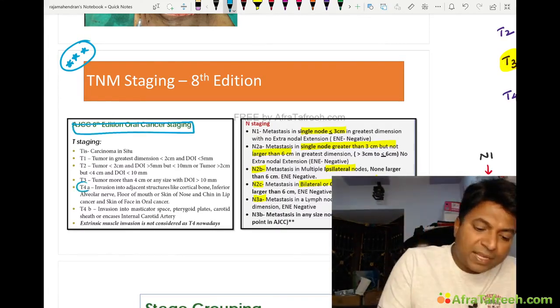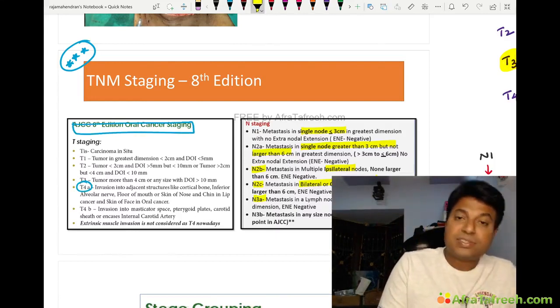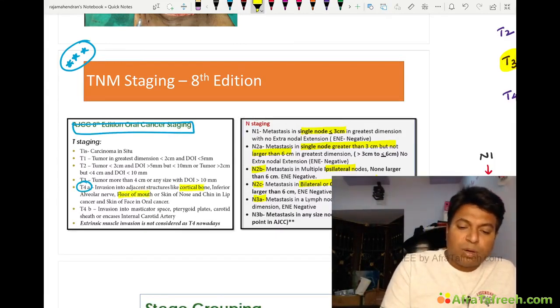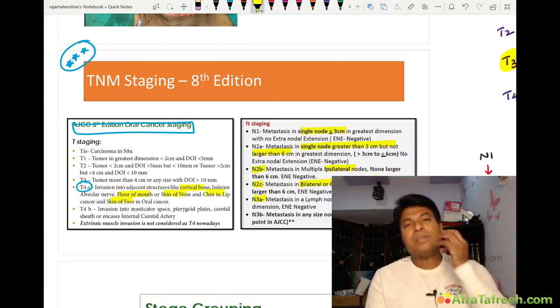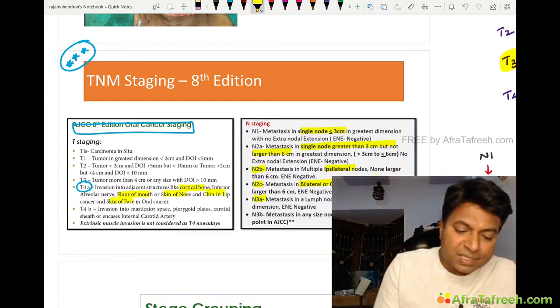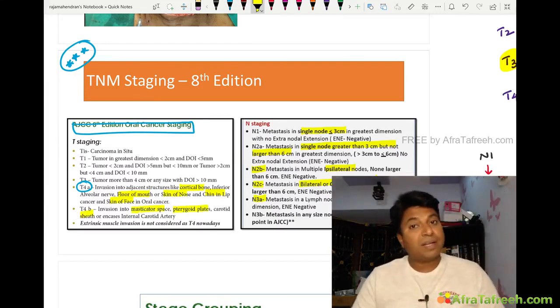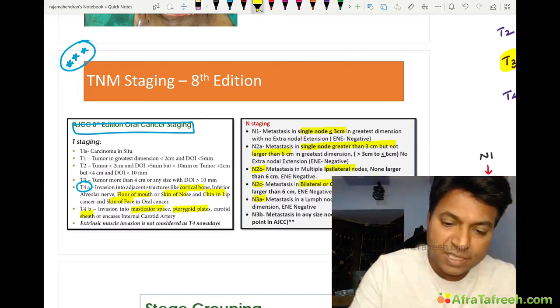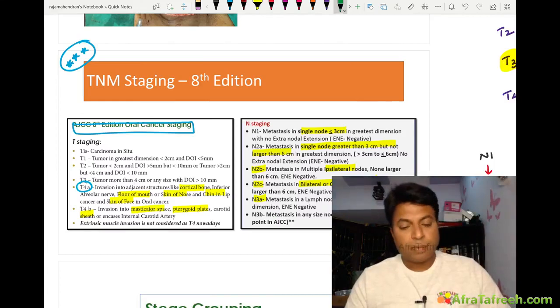So T4A is invasion into adjacent structures which are removable, like bone, floor of mouth, skin of nose, chin, skin of face. These are all removable. Non-removable structures like pterygoid plate, carotid sheath, masticator space all come under T4B. That is the TNM staging. Please don't forget TNM staging of oral cancer.